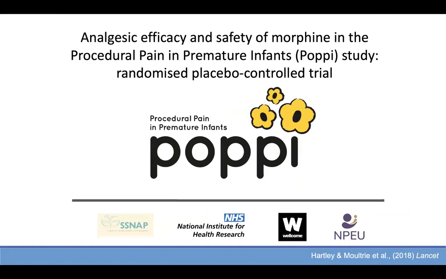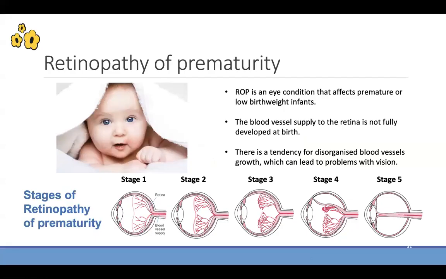So finally, I'm just going to give a quick overview of a clinical trial where we were looking at the analgesic efficacy and safety of morphine in a randomized trial. It's an example of how the EEG responses can be used to better understand the intervention effect. As a very brief background, retinopathy of prematurity is an eye condition that affects premature or low birth weight infants. The blood vessel supply to the retina is not fully developed at birth, and therefore the eye blood vessels can grow in a disorganized way, and this can lead to problems with vision and blindness. Therefore a screening program is in place, international programs where babies are regularly screened for retinopathy of prematurity so that treatment can be given and these sight problems are reduced.